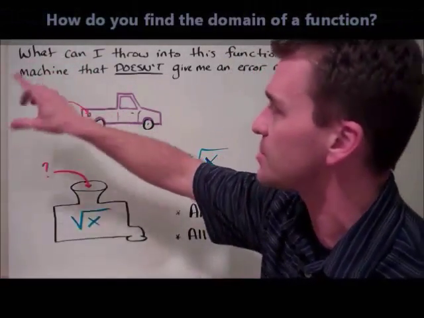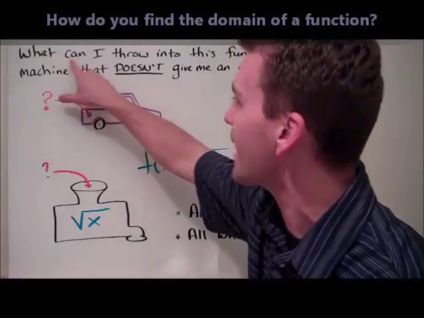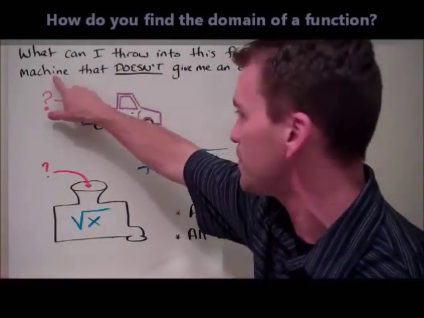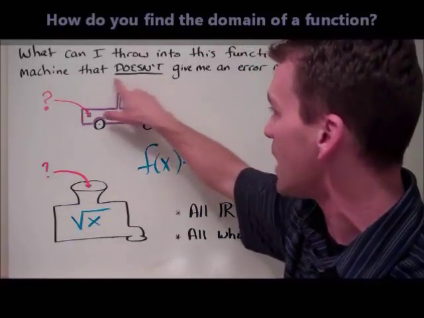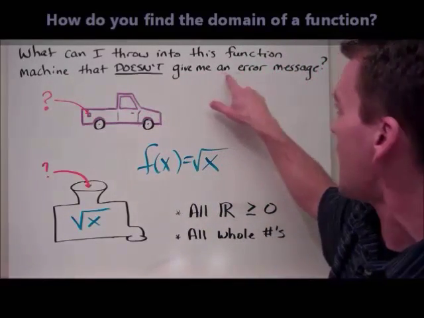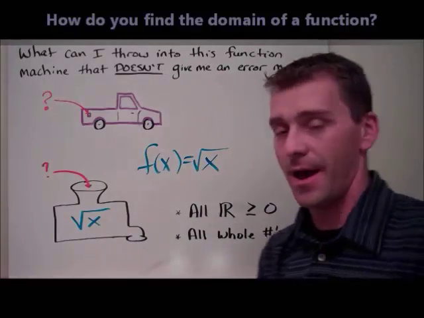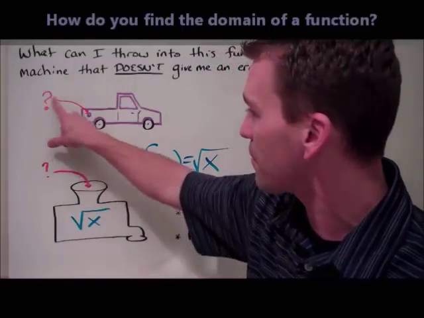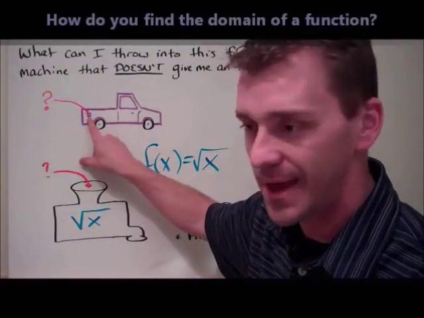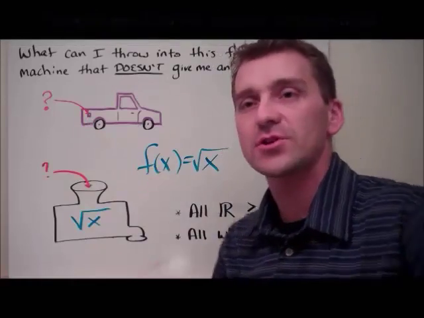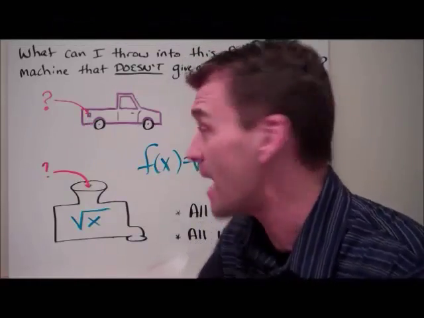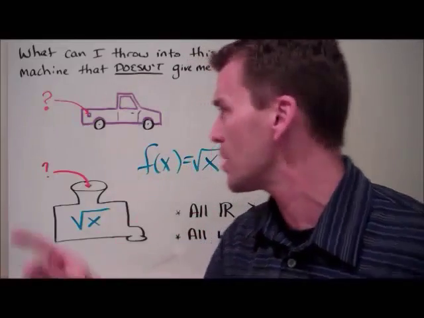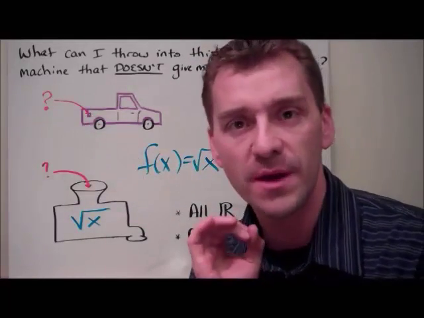The question you really want to ask yourself when we're talking about domain is, what can I, or you, throw into this function machine that does not give me an error message? So I have the analogy up here of a truck. It's a beautiful truck, and you see this little thing pointing to that gas cap right there, I guess. So what things could you put into a truck that wouldn't give you an error message? Well, the only thing that you can put into that particular spot would be gasoline.